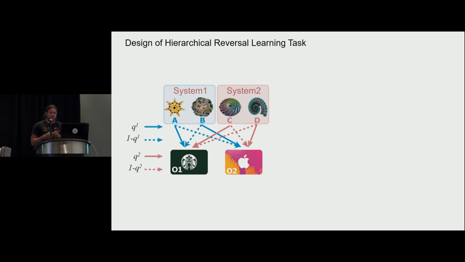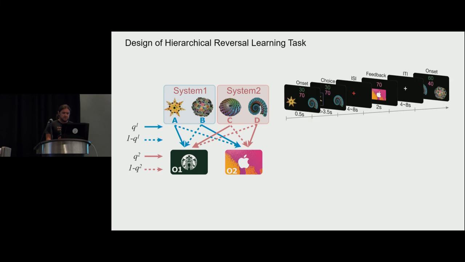And then each system was defined by a particular probability. System one was defined by the probability Q1, and system two was defined by the probability Q2. So on each trial of the task, subjects got two of these four shapes to choose from, and they were instructed to make their choices based on two quantities. One was the probability that a given choice would lead to a certain outcome, and the other is the value of that outcome. So you can see at the top there's two point values in two different colors.